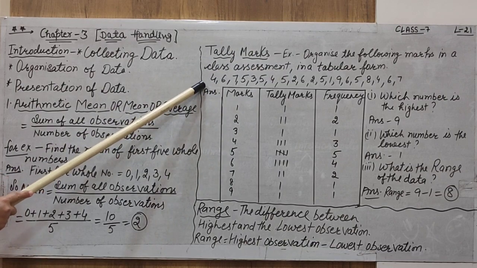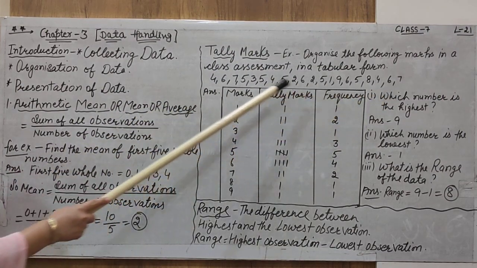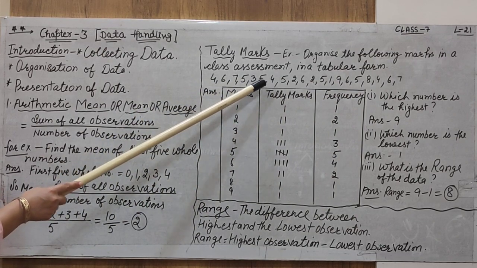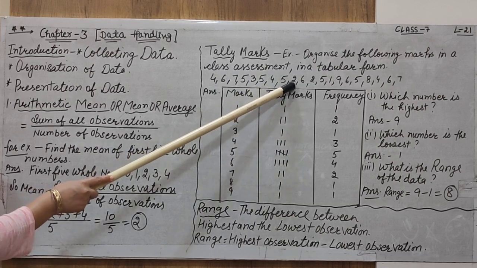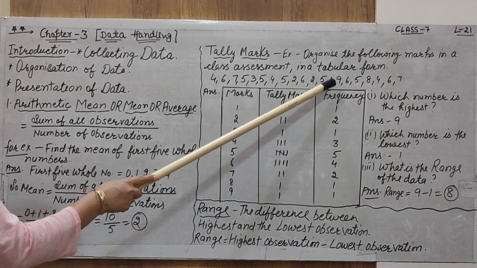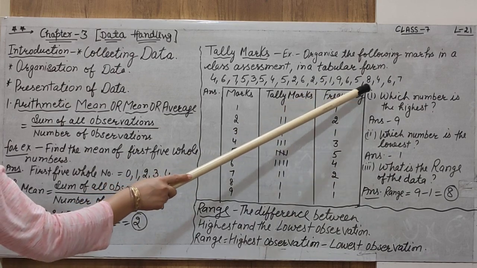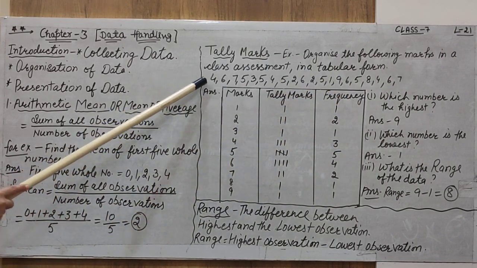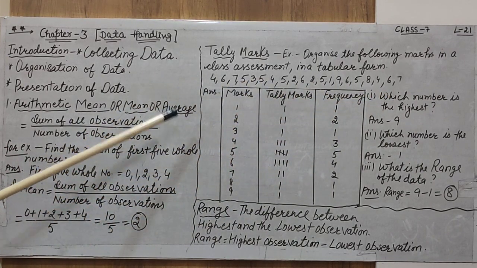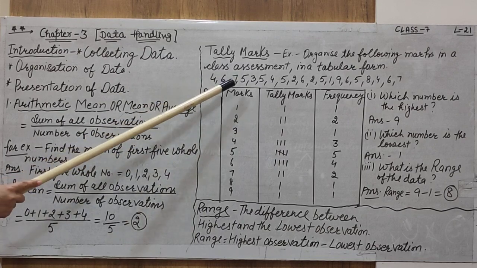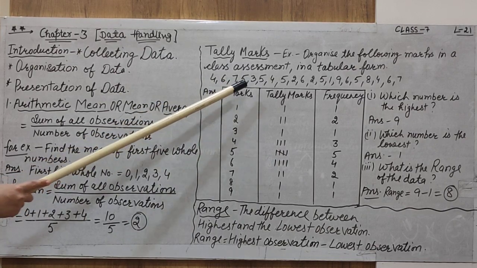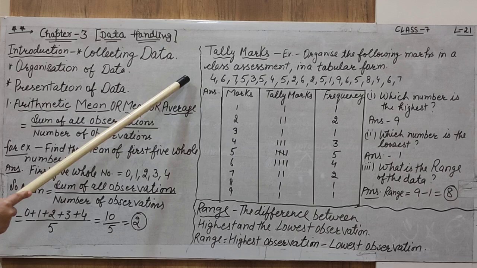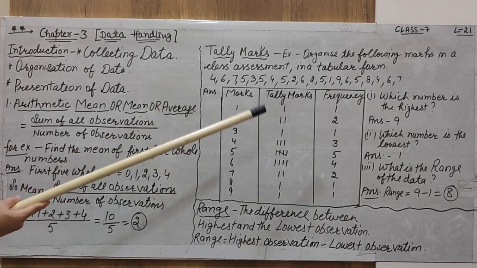First of all, understand the marks given. All are given as numerical numbers: 4, 6, 7, 5, 3, 5, 4, 5, 2, 6, 2, 5, 1, 9, 6, 5, 8, 4, 6 and 7. As you can see, the numbers are not given in any order. Sometimes 4 is at an earlier place and 6 after it, then 7, then 5. So they are not in ascending order, and not in descending order either.